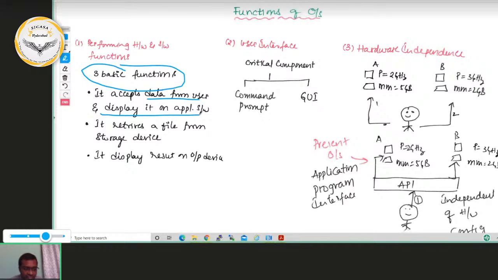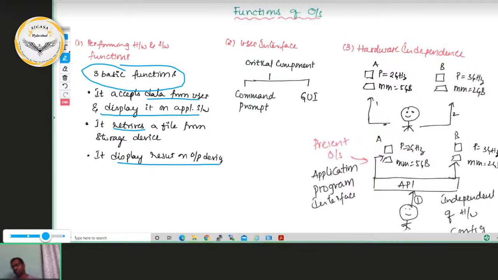Second one, it retrieves a file from a storage device. What do you mean by retrieving a file? Let us say you press Control F, what exactly do we do? We search for a file. So who is searching the file? It is the responsibility of the operating system. It searches the entire hard disk, the storage device, which is also called the hard disk, and it displays the search result on the output device.